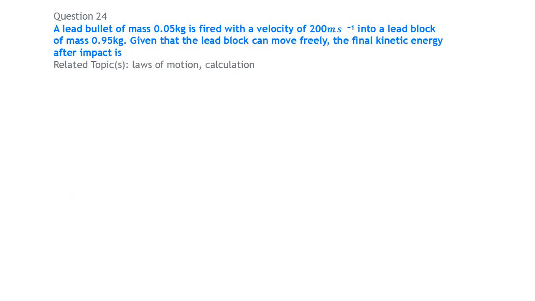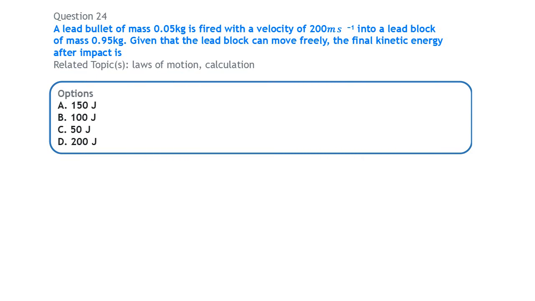Next, on laws of motion: a lead bullet of mass 0.05 kilogram is fired with a velocity of 200 meter per second into a lead block of mass 0.95 kilogram. Given that the lead block can move freely, the final kinetic energy after impact is.